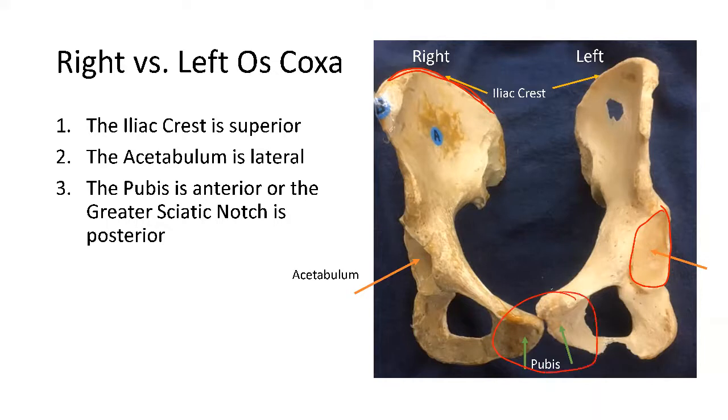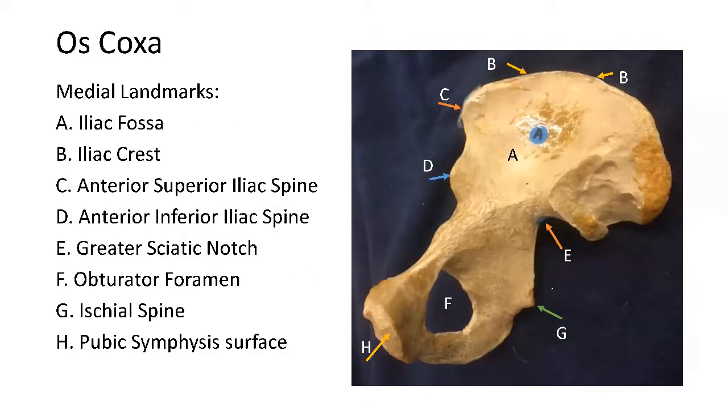I said you could also use the greater sciatic notch being posterior, but it doesn't always show up in all the photographs. You can definitely tell that this pubis is anterior here. So I've actually put them right and left correctly as if the person is standing in front of you, so they are anatomically correct. Let's talk about landmarks for a moment.